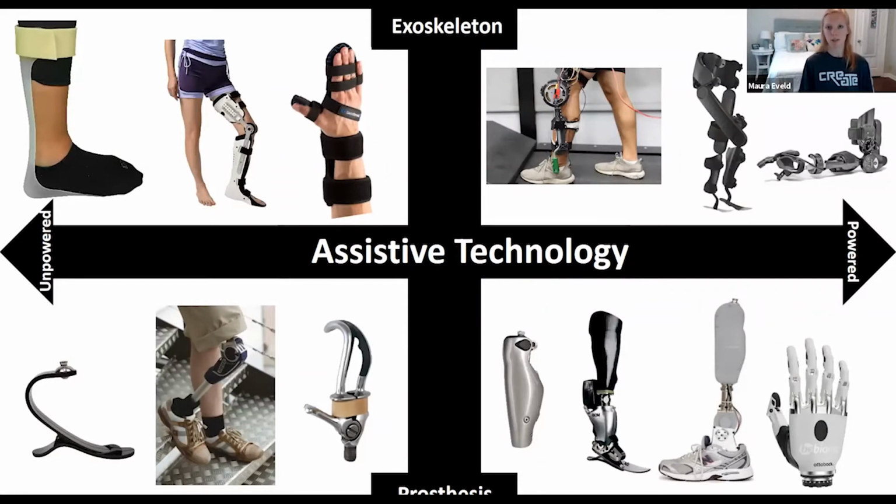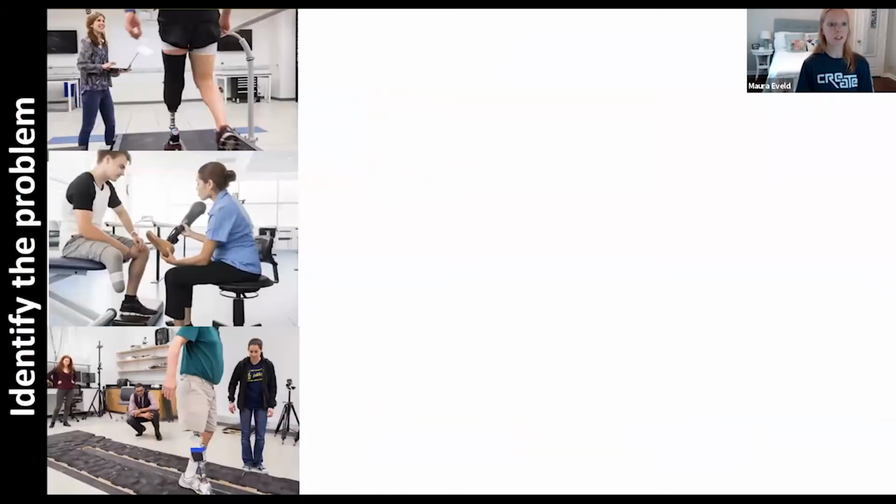Now, with all of these different types and variations of assistive tech out there, you might be wondering, what is the process for designing and developing these devices? How do we do it? Well, as you can imagine, we as biomechanics researchers have many roles we can play in the development of assistive tech. First, we need to identify the problem. So by talking with potential end users, such as prosthesis users or stroke patients, we can gain insight on what mobility issues these populations are facing.